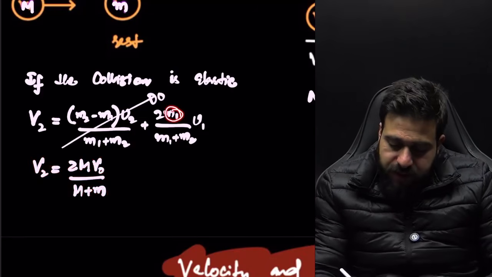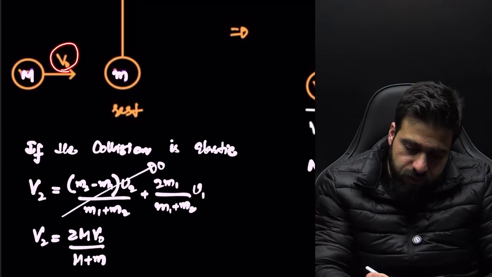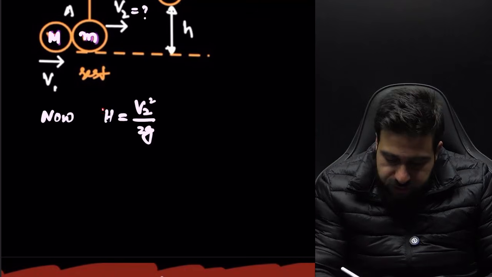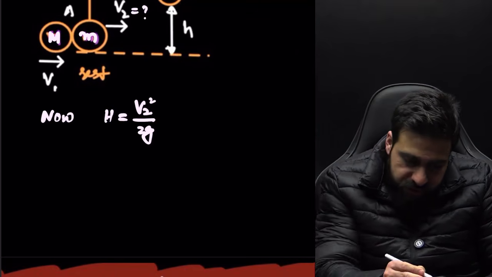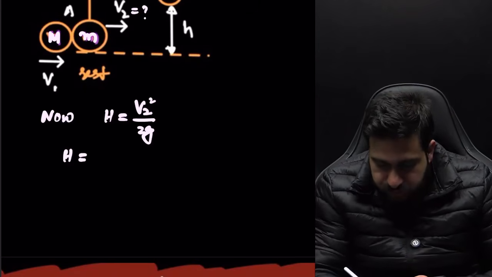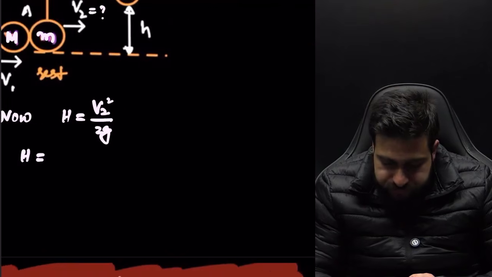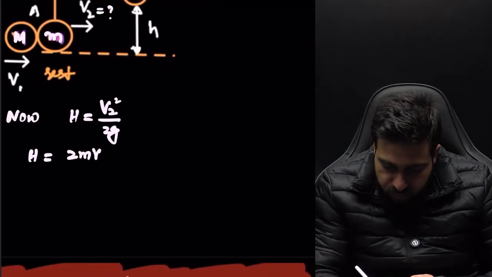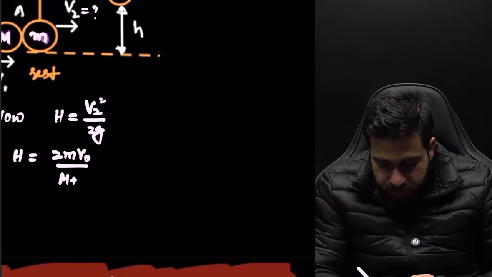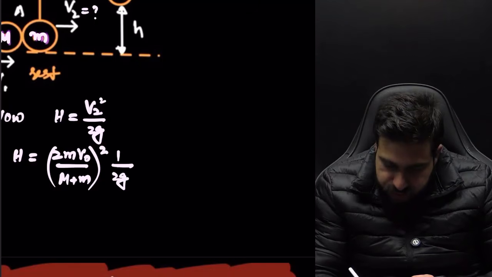Here 2 times m1 is capital M, and u1 is v naught, divided by M plus small m. This is v2. So now this will be the height. What can you write in this particular case? This h is going to be, instead of v2, you'll write 2 M v naught divided by M plus small m, its whole square, and then 1 by 2g.